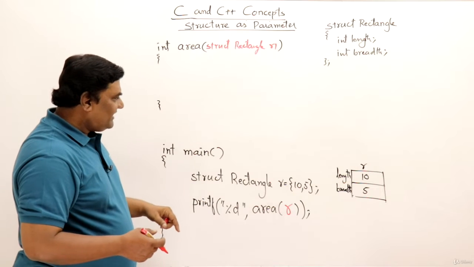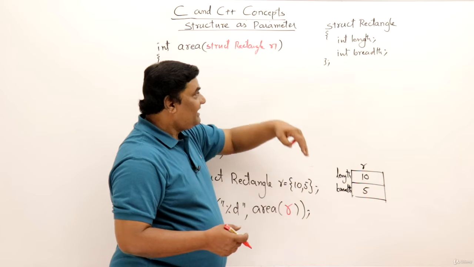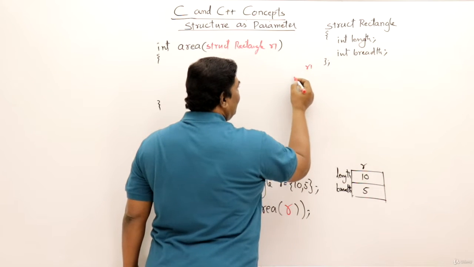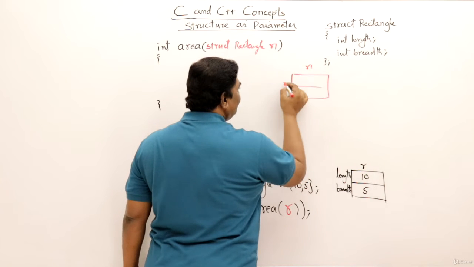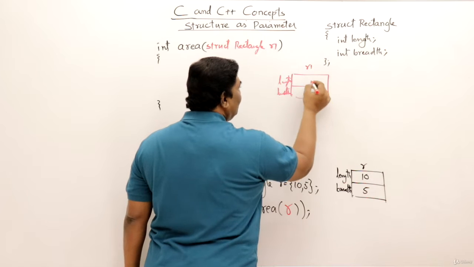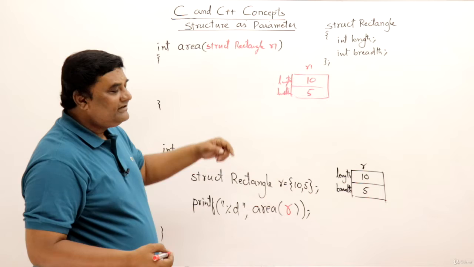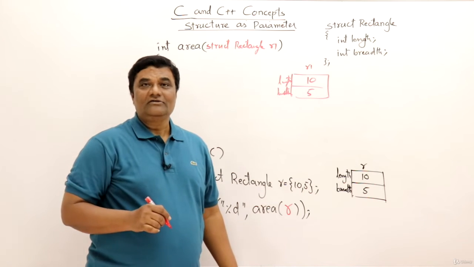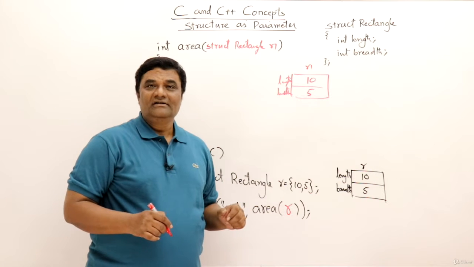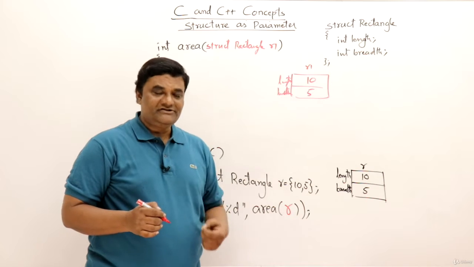So in call by value, what happens? This object or this variable is passed by value. So a new variable R1 will be created here, and it will have its own members, that is length and breadth, right? So the values will be copied here. It means a separate object will be created in call by value and everything will be copied into the corresponding members. This is the benefit of structure, one more useful feature.